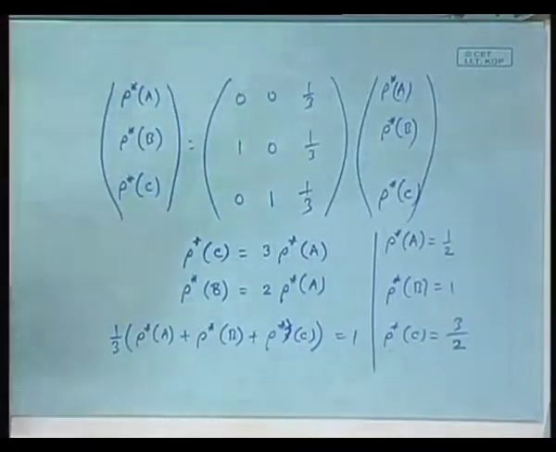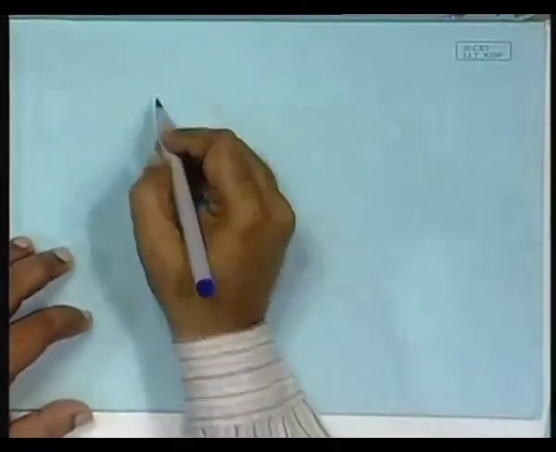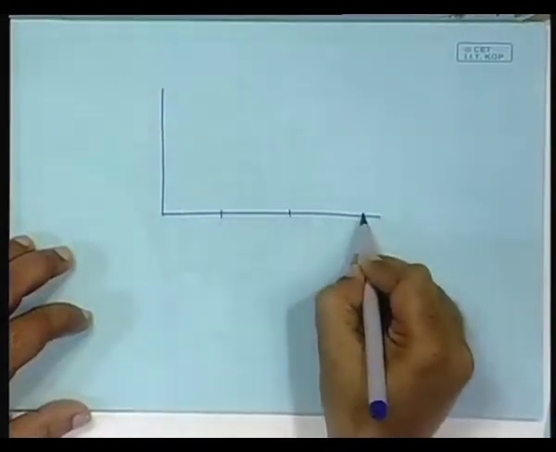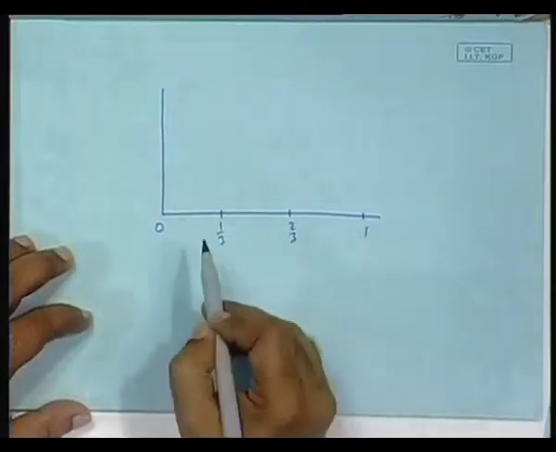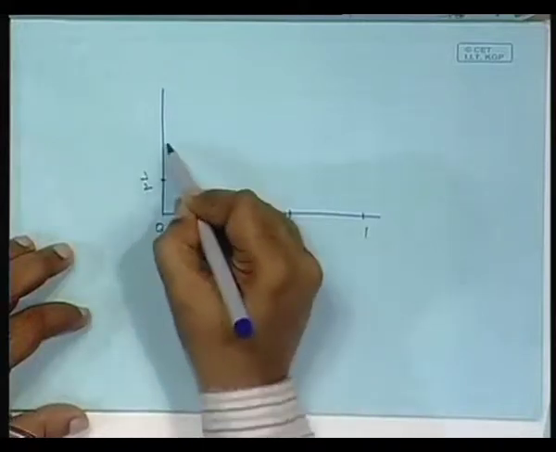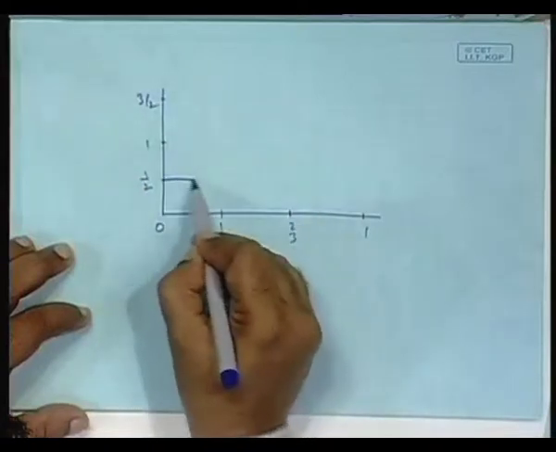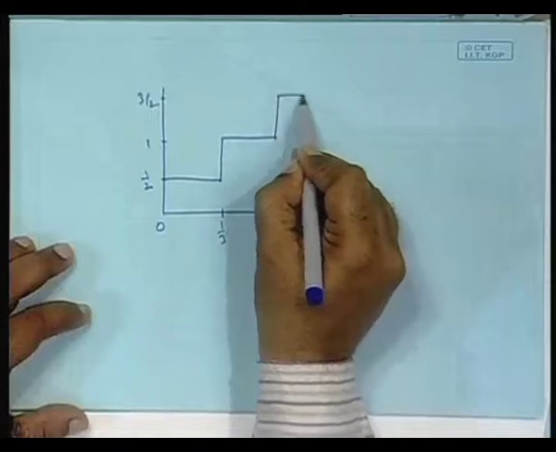Which means that even though I have not done any iteration, I can immediately write down the density function. On the axis 0, 1/3, 2/3, 1, it will be half, then 1, it will be a step, and it will be another step.